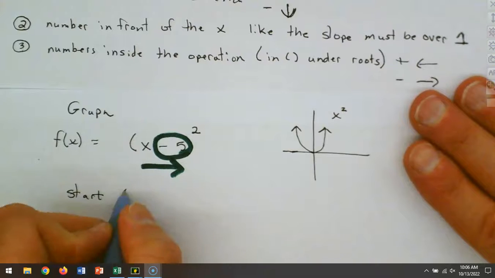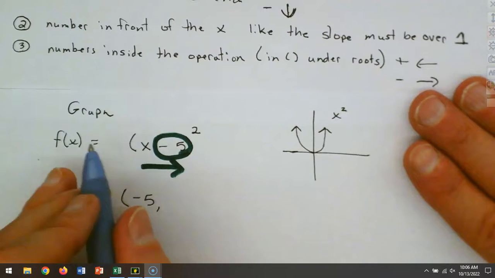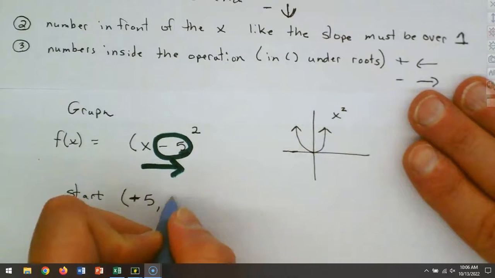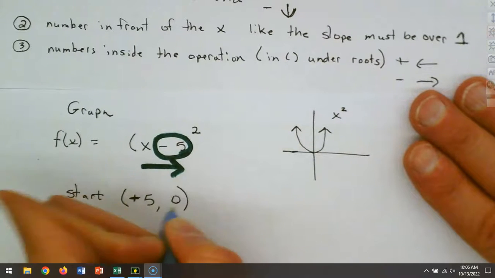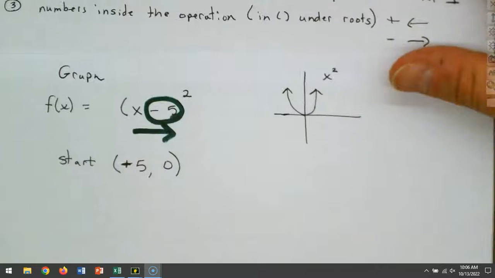We're going to start at positive 5 because we're moving it forward 5 units. We're not going up or down any, so we're going to be at 0. So we're going to be forward 5 units at 0. So let's look at that.